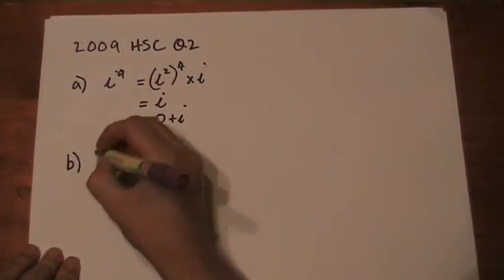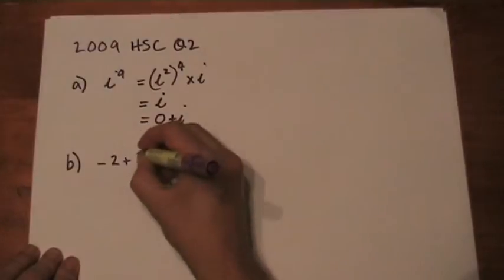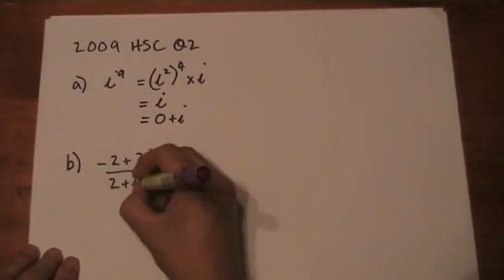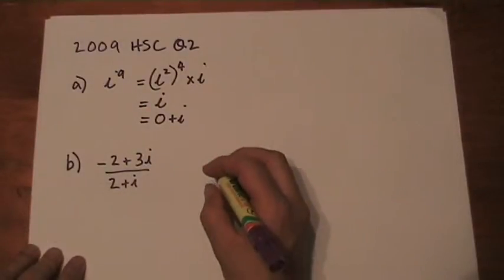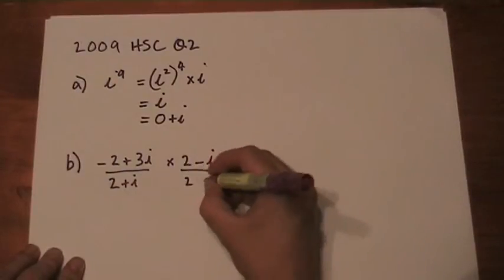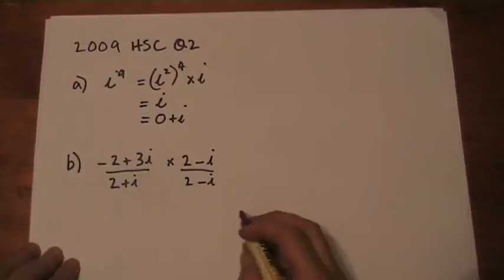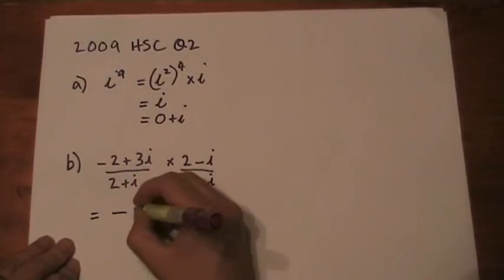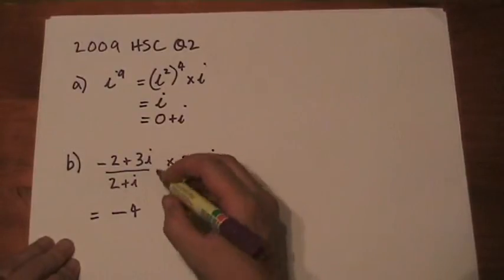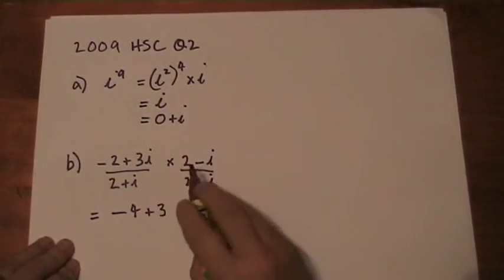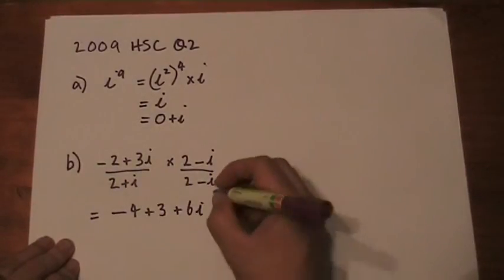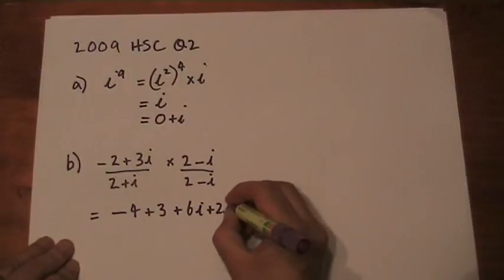Part B, negative 2 plus 3i all over 2 plus I, again in a plus ib form. So we're going to multiply this time by 2 minus I, the conjugate of the denominator, to realise the denominator. So we get negative 4 I, negative I times that is negative 3i squared, which makes plus 3. 2 times that is plus 6i, and negative I times negative 2 is plus 2i.